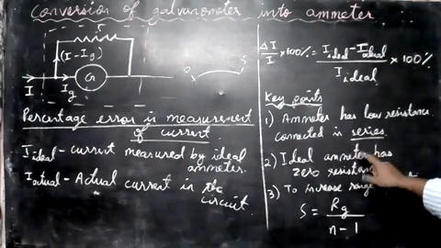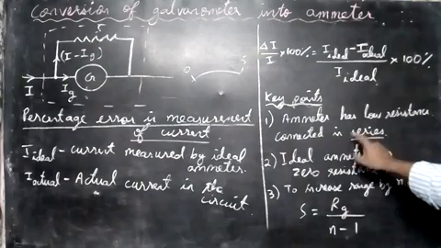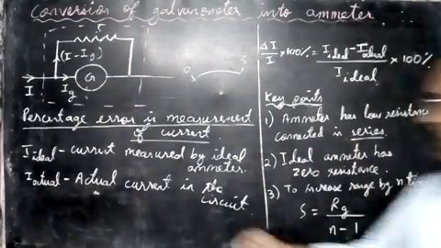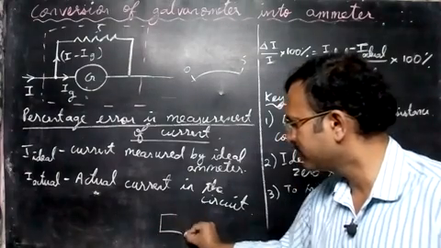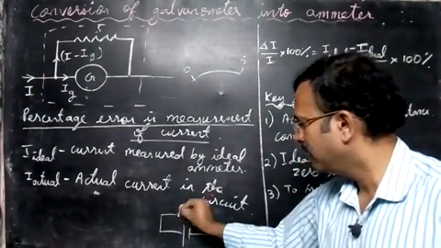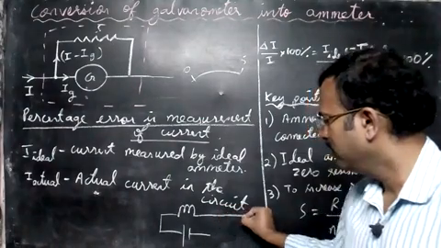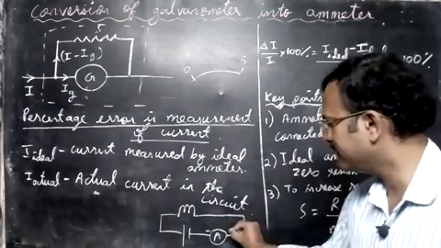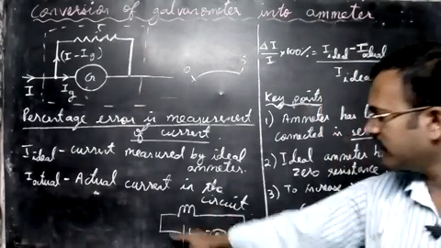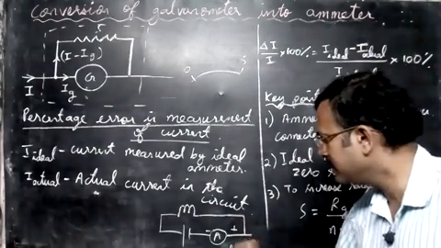And they say the ideal ammeter is connected in series. That means, if you see any circuit, let's take a circuit this way. A battery and a bulb are there, and then we connect the ammeter in series like this. This is minus and this is plus. This connection is series, that is one after the other.